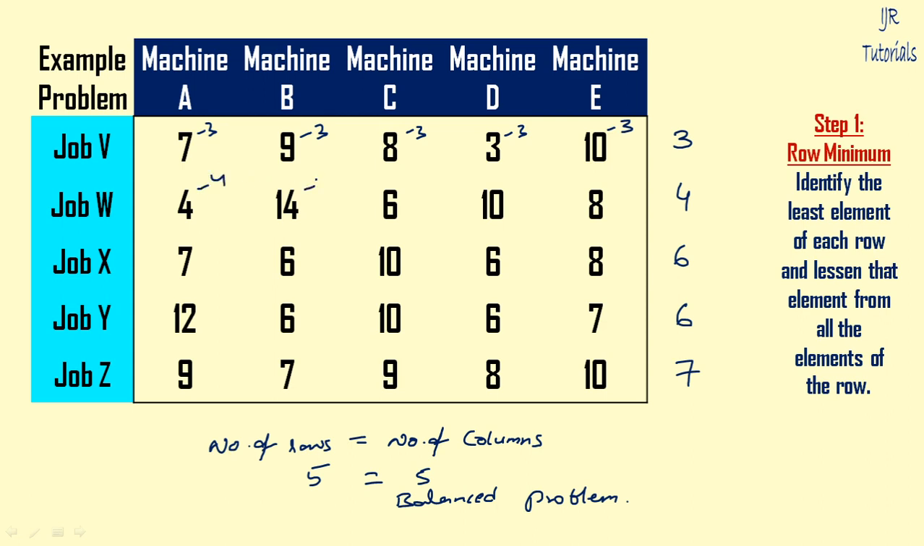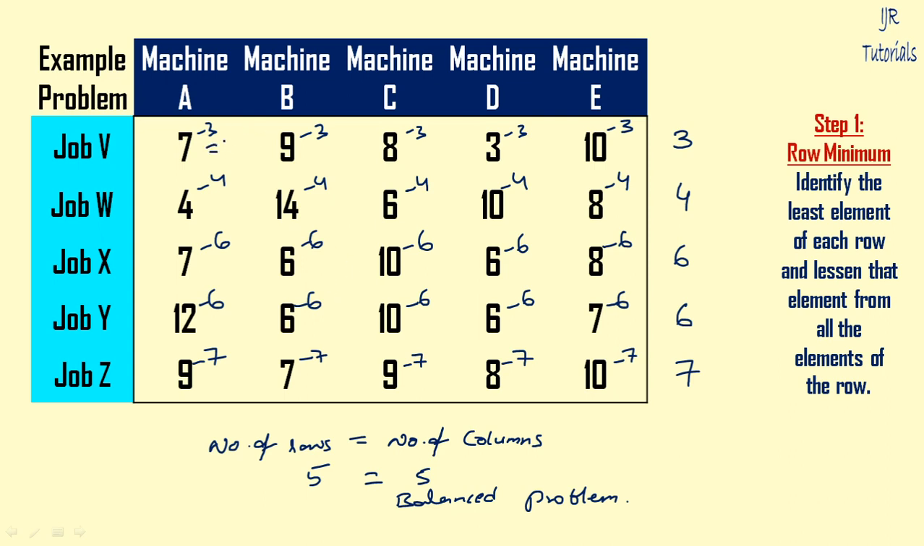4 minus 4, 14 minus 4, 6 minus 4, 10 minus 4, 8 minus 4, 7 minus 6, 6 minus 6, 10 minus 6, 6 minus 6, 8 minus 6, 12 minus 6, 6 minus 6, 10 minus 6, 6 minus 6, 7 minus 6. Last one, 9 minus 7, 7 minus 7, 9 minus 7, 8 minus 7, 10 minus 7. But don't do this type of working from the examination point of view. This is only for understanding.